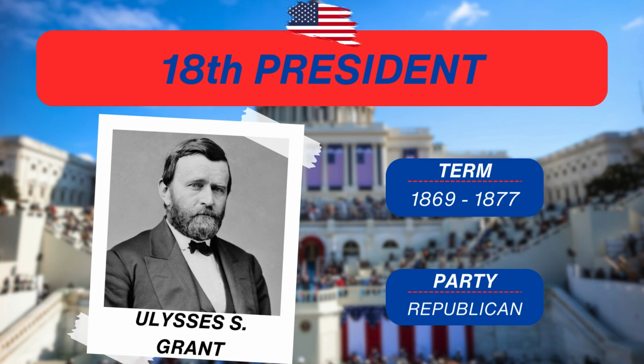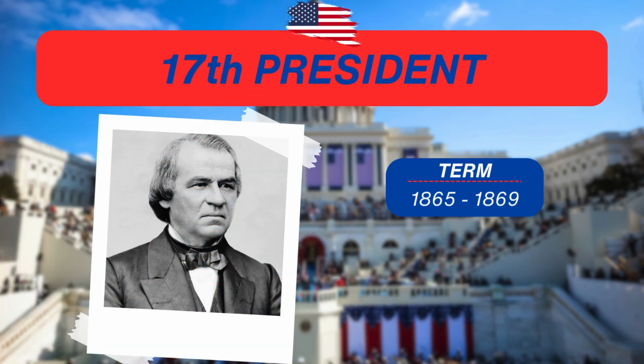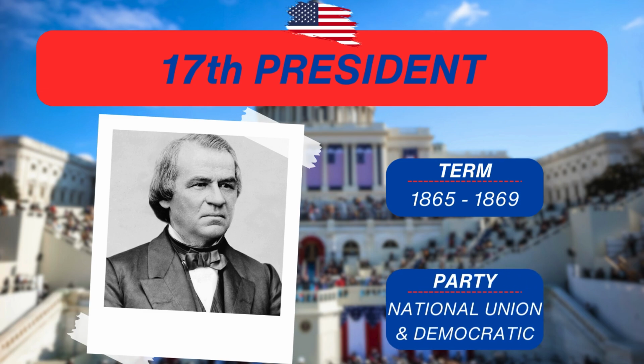He is Ulysses S. Grant, the 17th President. His term was from 1865 to 1869. He represented the National Union and Democratic parties, and his initials are AJ.